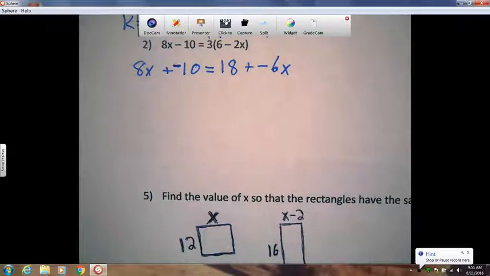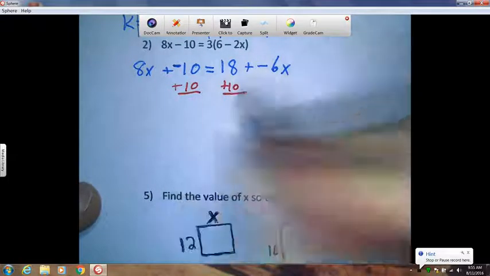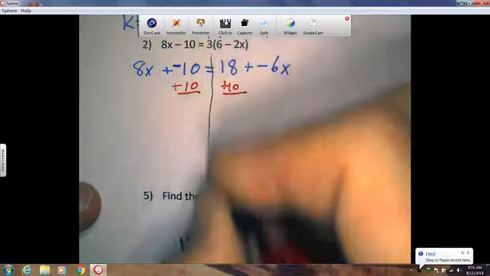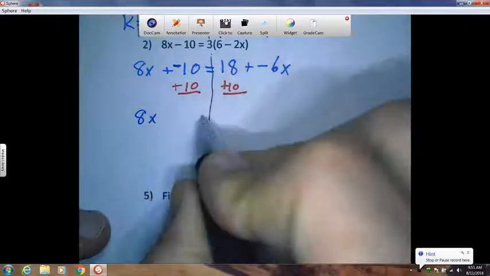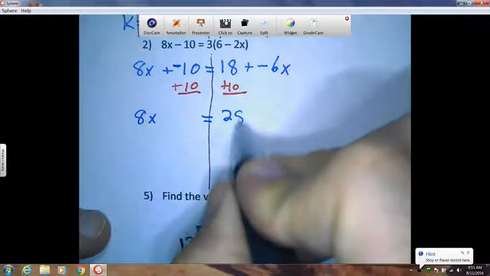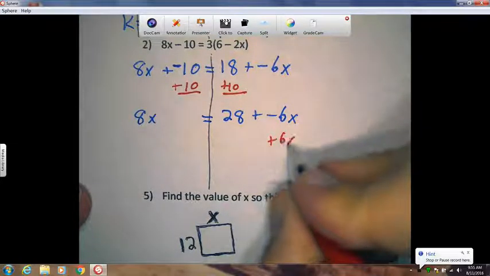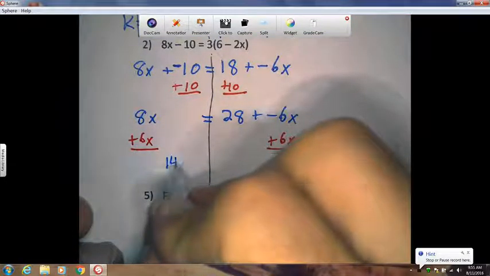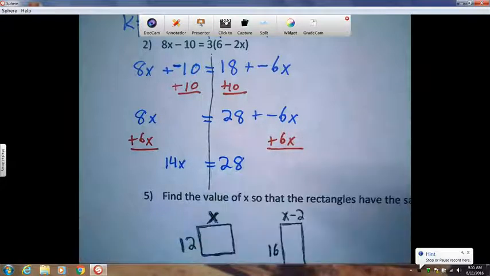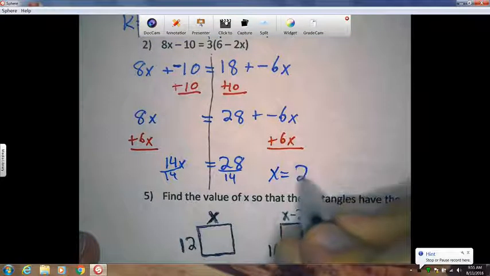Okay, so then to solve, I'm going to add 10 on both sides. Making sure to keep everything lined up. 8x equal to 28 plus negative 6x. Now I want to add 6x. So 14x is equal to 28. Then divide by 14. X is equal to 2.